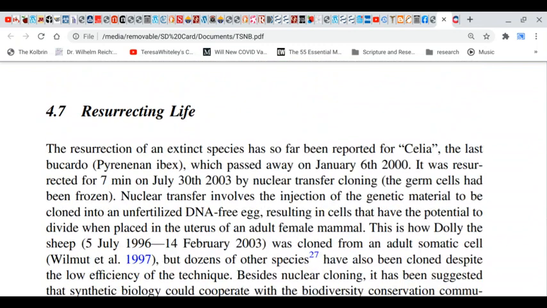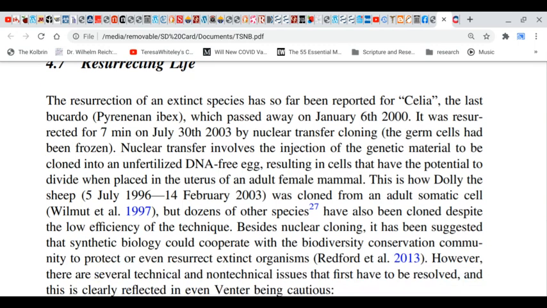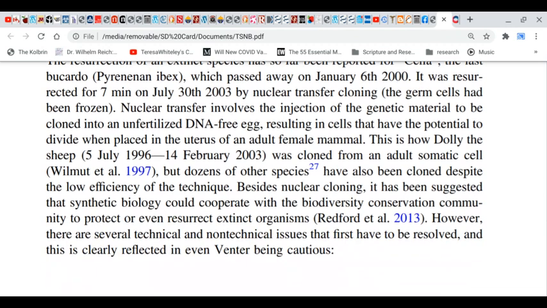The resurrection of an extinct species has so far been reported for Celia, the last Bucardo, which passed away on January 6, 2000. It was resurrected for 7 minutes on July 30th, 2003 by nuclear transfer cloning. The germ cells had been frozen. Nuclear transfer involves the injection of genetic material to be cloned into an unfertilized DNA-free egg, resulting in cells that have the potential to divide when placed in the uterus of an adult female mammal. This is how Dolly the sheep was cloned from an adult somatic cell, and dozens of other species have been cloned despite the low efficiency of the technique.